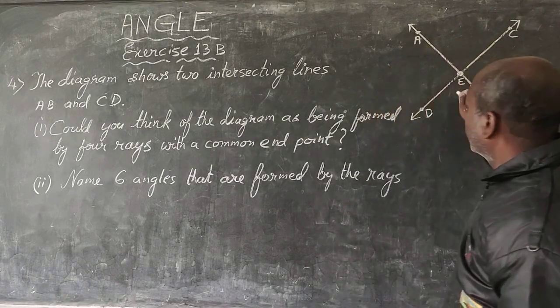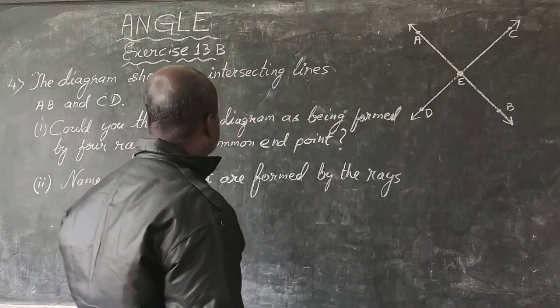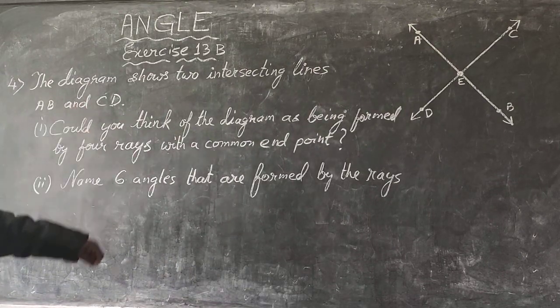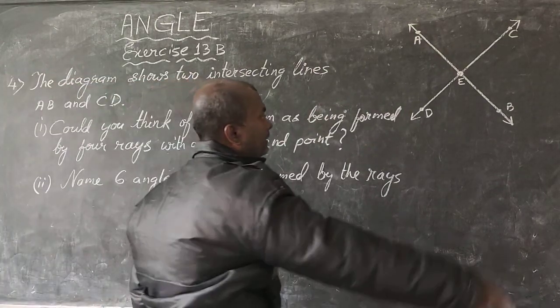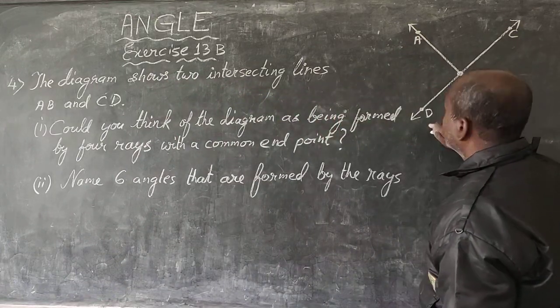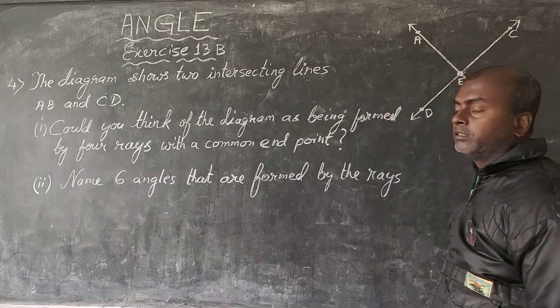We have this particular diagram for question number 4. Now you see the question. We have two intersecting lines. Okay, one line is line AB, another line is line CD. Both are intersecting at the point E.